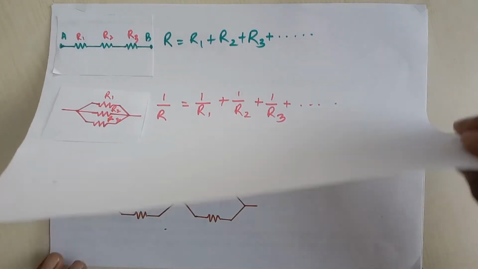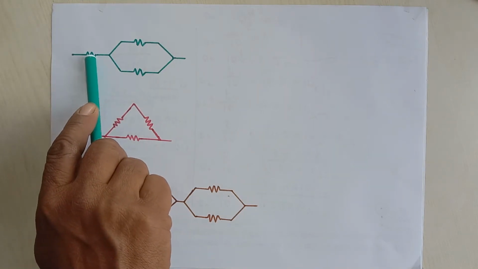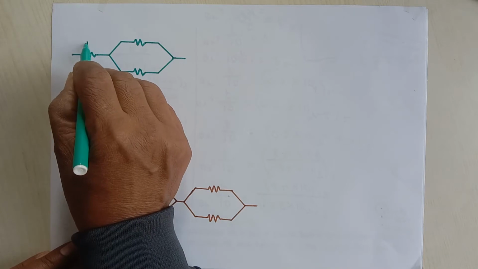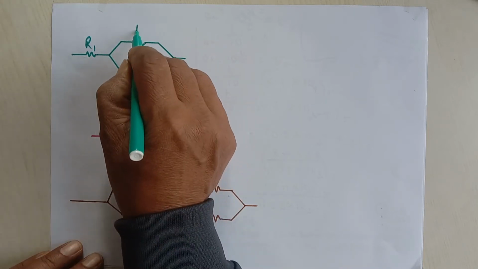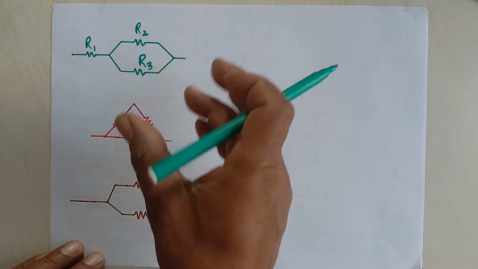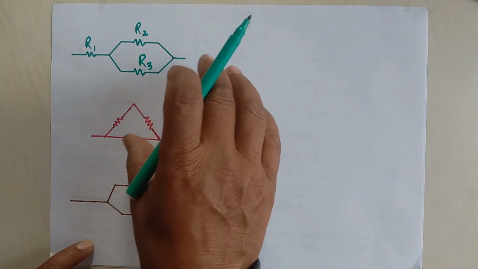Now let's go to a little different one. If we have this type of combination, where one resistor is given and the other two are here, we can name them resistance R1, resistance R2, and resistance R3. This is a little different from the previous. Total resistance can be calculated this way.